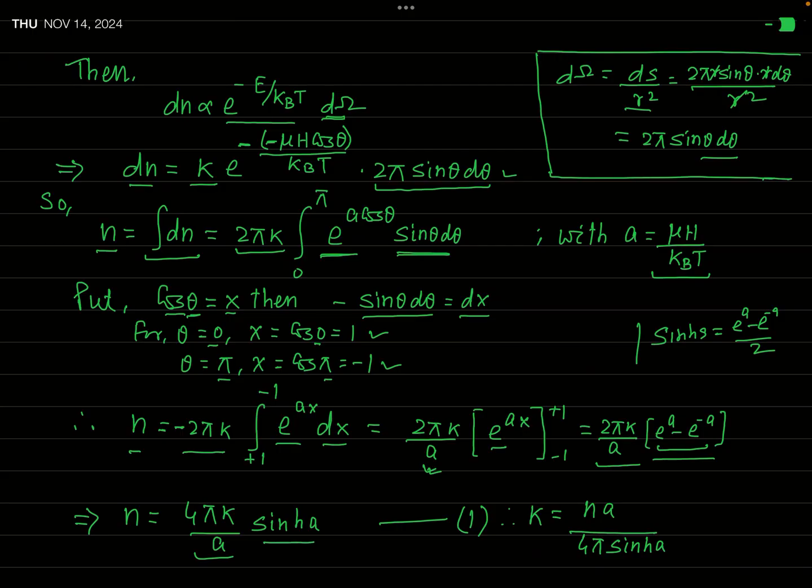Actually, from here you can easily find the value of the unknown constant k. The purpose of this integration was for finding this constant k. And you can see this k will be equal to Na divided by 4π sinh a. For calculating the value of magnetization, we will need the value of this unknown constant k, which is actually this much. Okay.